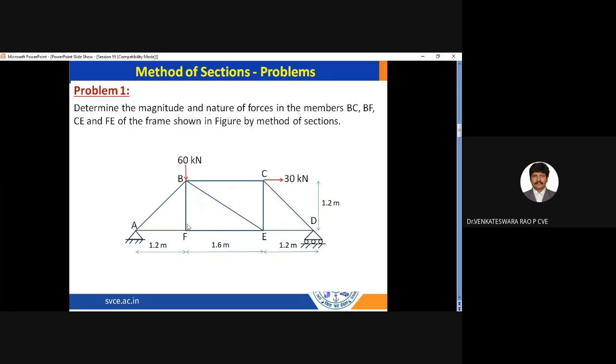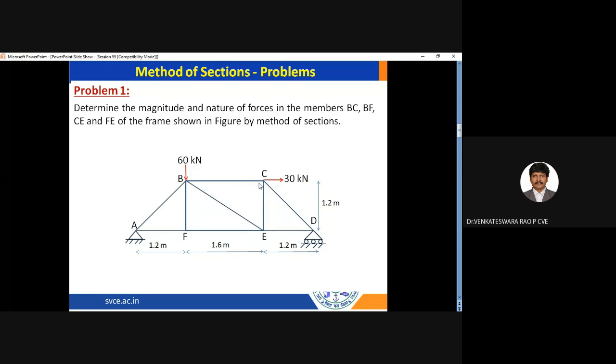Let me go to joint F. At joint F we have FA, FB, FE. There are 3 member forces, and all 3 are unknowns. I do not know any one of these 3 member forces, so it is also not possible. Then we go for joint E. If I go for joint E, what happens here? 1, 2, 3, 4, right? Once again, there are 4 unknowns, which is also not possible.